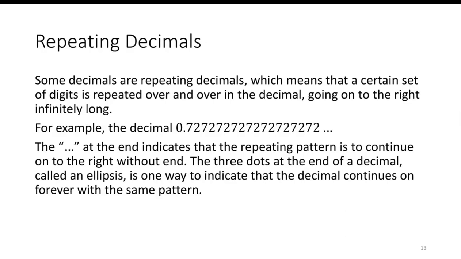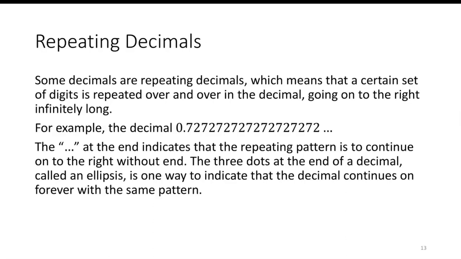Some decimals are repeating decimals, which means that a certain set of digits is repeated over and over and over again, going on to the right infinitely long. So for example, the decimal 0.7272727272 and so on, dot, dot, dot.